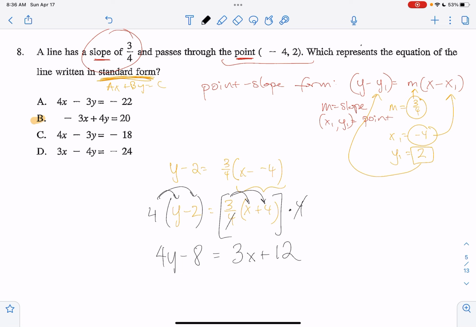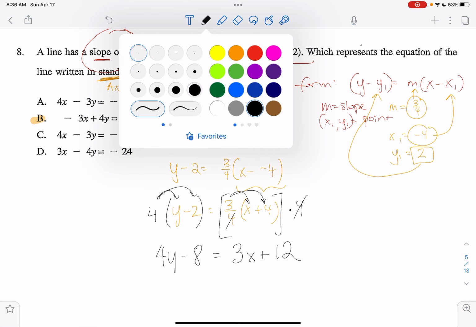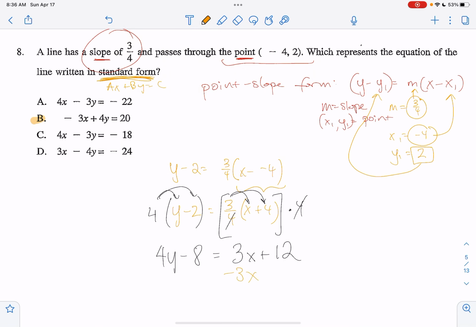And here you can put everything to the left side by subtracting 3x on both sides and then adding 8. And you have -3x plus 4y is equal to 20. And that's choice B.